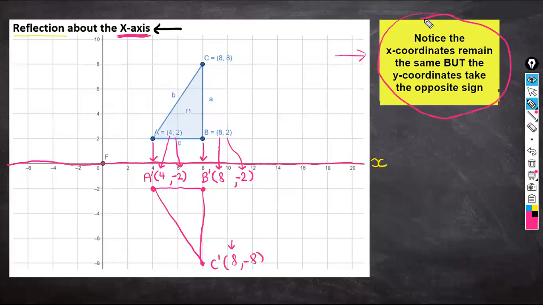So whenever you're reflecting something in the x-axis, the x value remains the same, but the y value becomes the opposite. So if the y value was 8, I'm just saying 8, the y value alone will become minus 8. If the y coordinate was minus 5, when you reflect it in the x-axis, it becomes positive 5. That is what this note is saying.